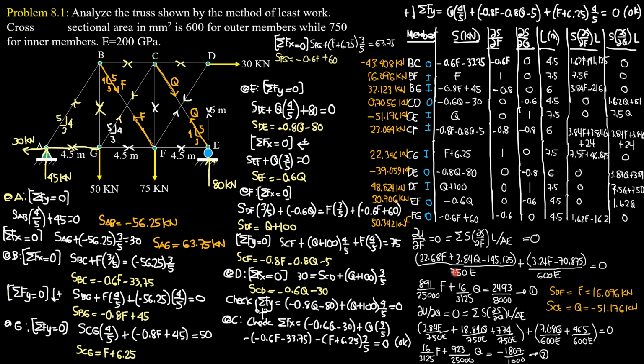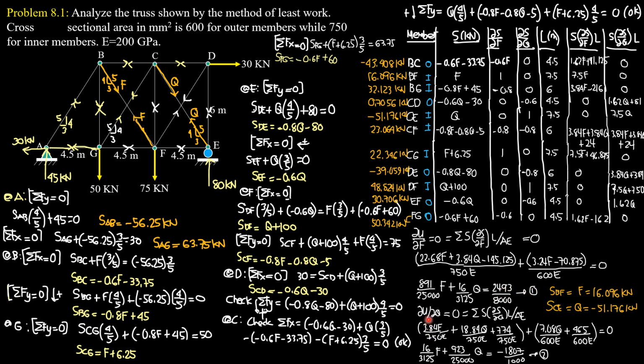So we cancel E and simplify 22.68 F over 750 plus 3.24 F over 600. That's 891 over 25,000 F. Then for Q, 3.84 Q over 750. That reduces to 16 over 3125. Then this negative constants to the right would be positive 145.125 over 750 plus 70.875 over 600. That's 2,493 over 8,000. So call this equation 1.